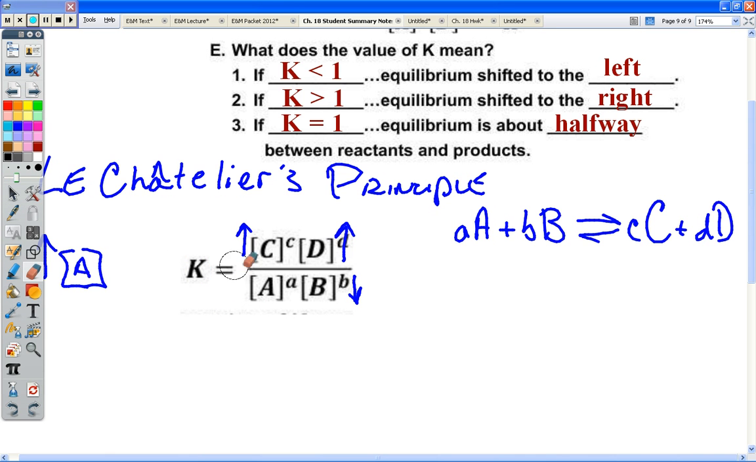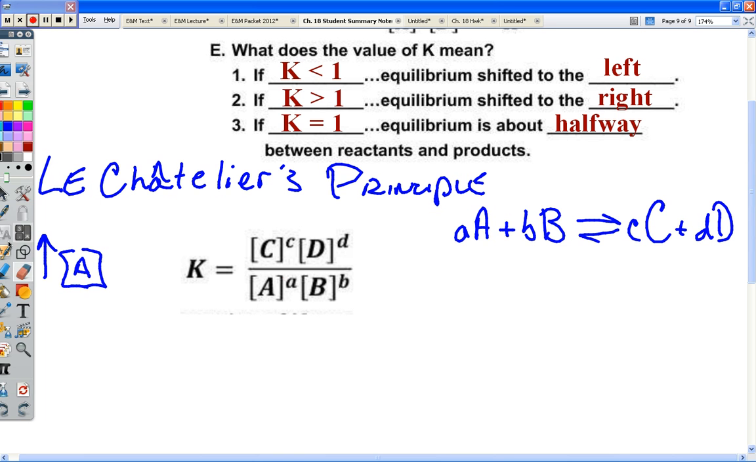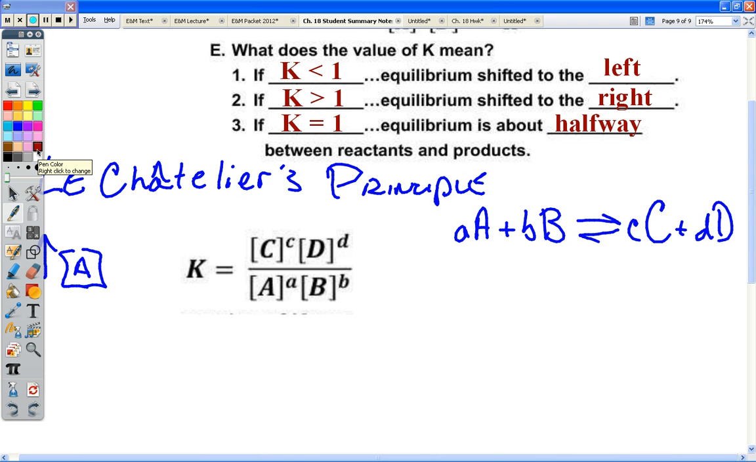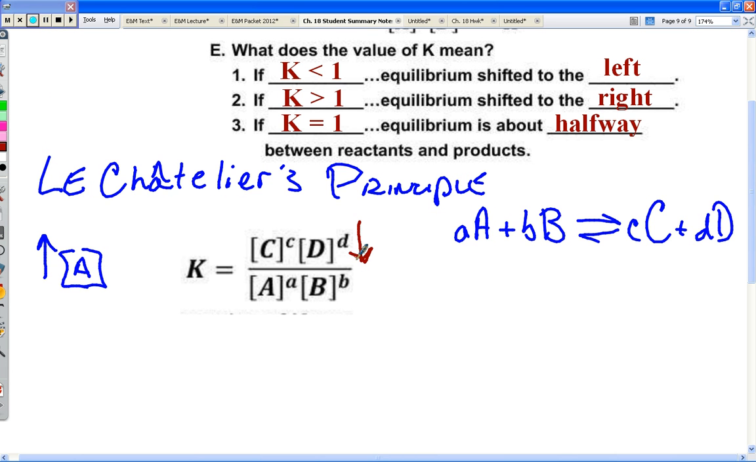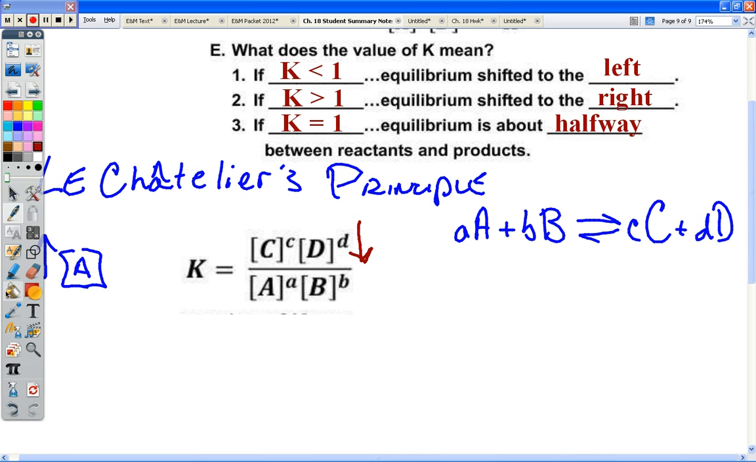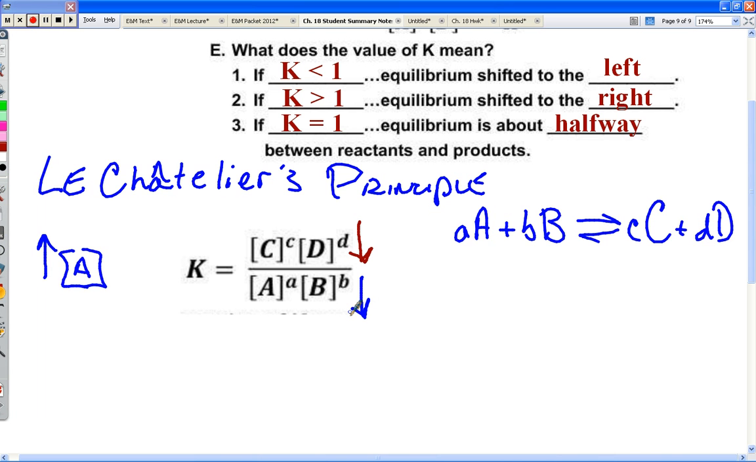Or we can try it a different way. Let's say the stress we put on the system is a decrease in the concentration of D. Then in order to keep K the same, B is also going to have to go down, otherwise K would decrease. Or A would have to decrease, or some combination of both. Or C, if D goes down, then C times D would have to stay the same, and so we would want C to increase.